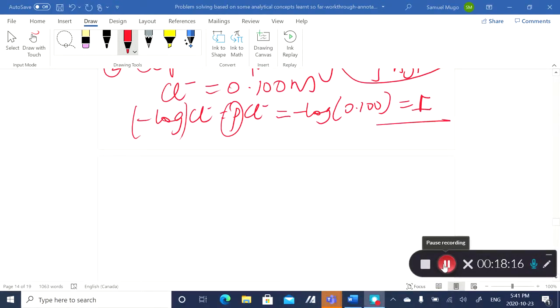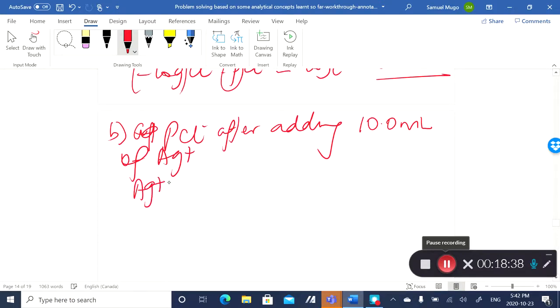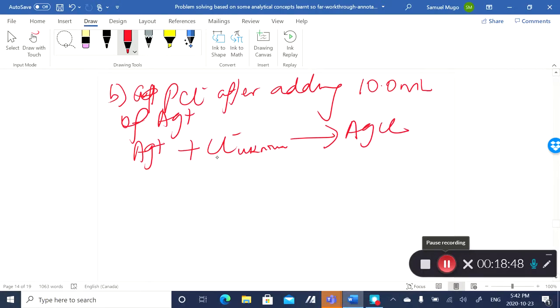So the next question is what would be the pCl after adding 10.0 ml of your titrant. Now remember, in this case, and I think it's important to write what's going on, you've got the titrant, you've got the unknown, and the product, and I already know how much I'm starting with in this case. Let me just call it initial. So the initial number of moles is 50 ml times 0.1 molar. And of course, you're going to see the answer here is 5 millimoles.